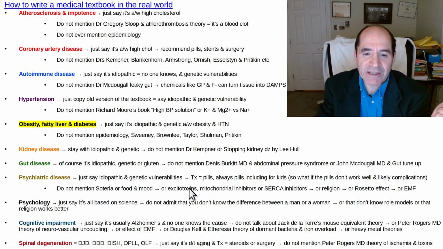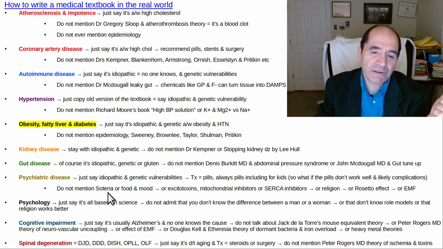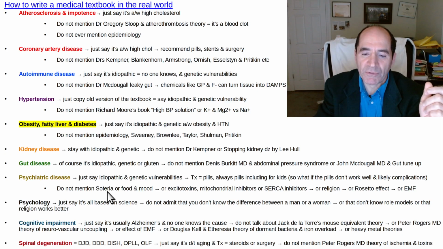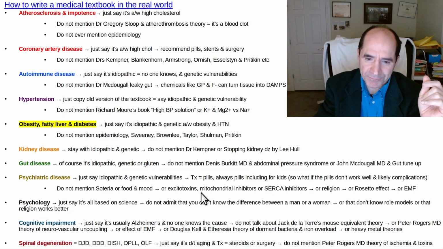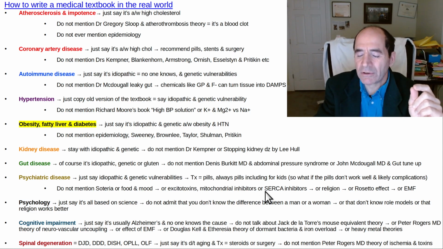And then in psychiatric disease, they don't tell them about food and mood. They don't tell them about Soteria, where schizophrenic patients had much, much better outcomes just with residential supervisors than they did with the drugs. Don't tell them about all the things that contribute to cognitive dysfunction and anxiety and insomnia: excitotoxins, caffeine, mitochondrial inhibitors, SERCA inhibitors that all push towards cellular damage.